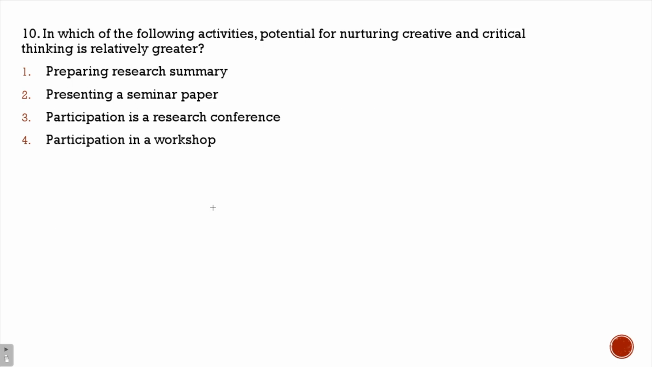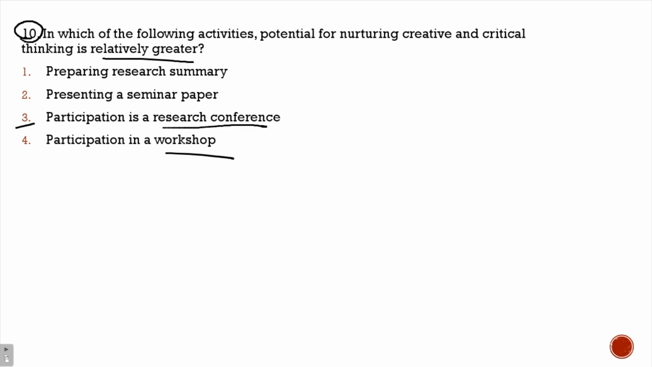In which of the following activities is the potential for nurturing creative and critical thinking relatively greater? Now, the question number that I have mentioned here is the same as the question number mentioned in the previous video, and that is why it is question number 10 here and not question number 2. The options are preparing research summary, presenting a seminar paper, participation in conference, and participation in workshop.